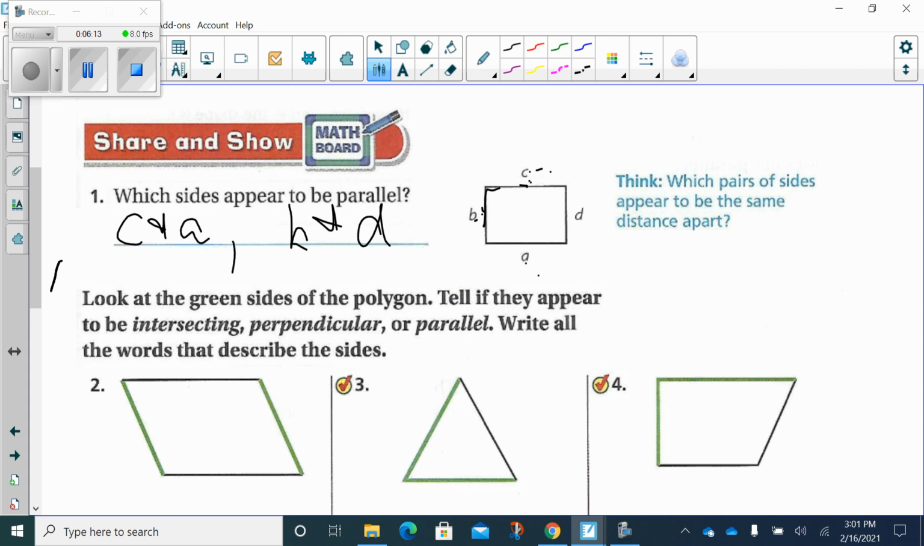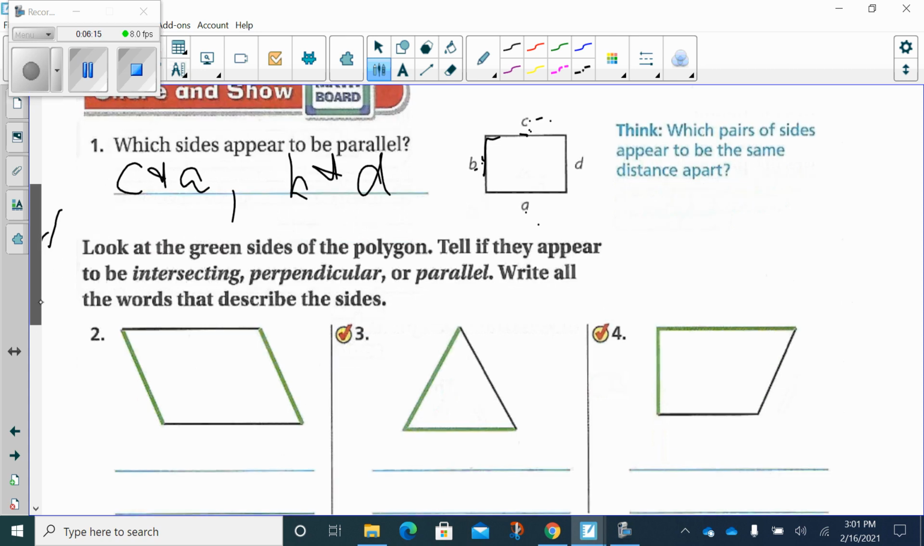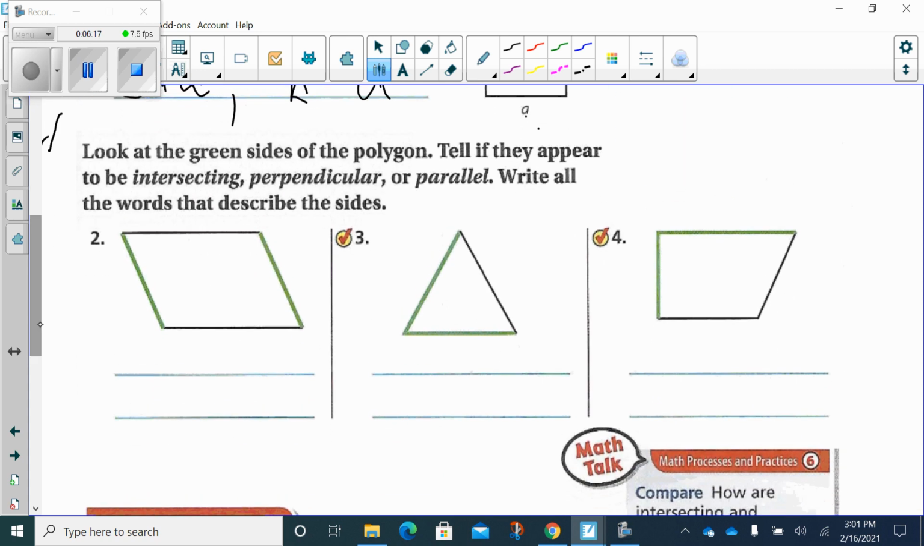Okay, we're going to look at the green sides of the polygon. Tell if they appear to be intersecting, perpendicular, or parallel. Write all the words that describe the angle. Well, here's our green sides. Oh, they seem to be the same distance apart. So I would say they are parallel. They're never going to meet. So they're not intersecting, and they're not perpendicular because it's not a 90-degree angle.